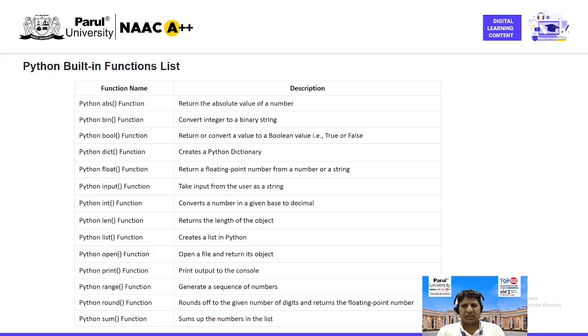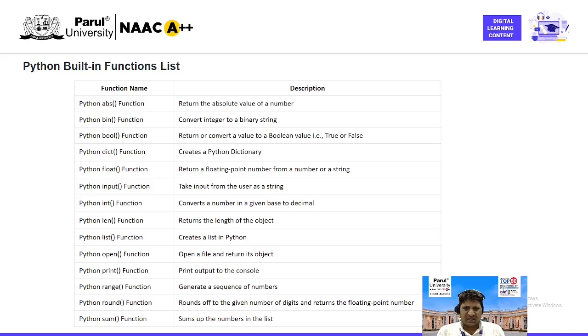Python bool function means boolean. It converts a value to a boolean value, that is true or false. If you pass any statement, it returns the value in the form of true or false. Python dict function: if you want to create a dictionary, which we will learn in the next class, you can use the dict function.